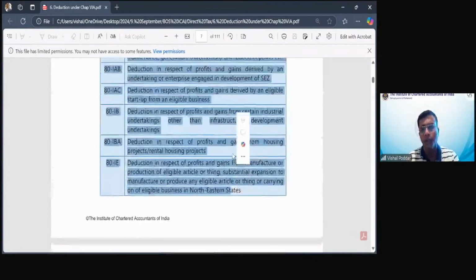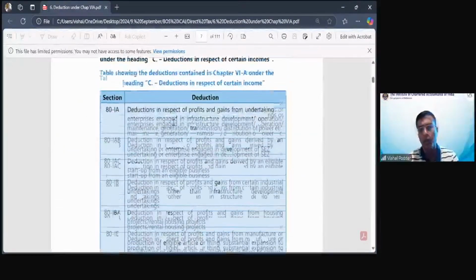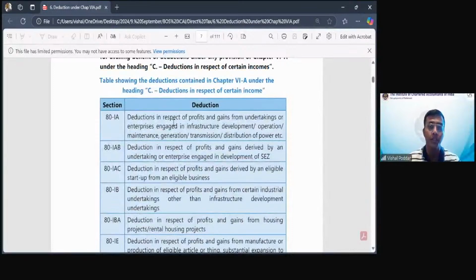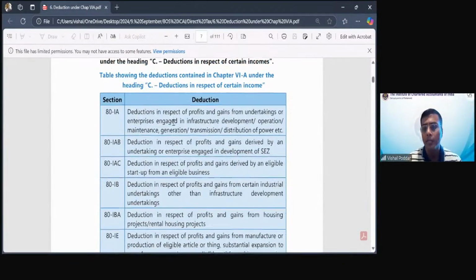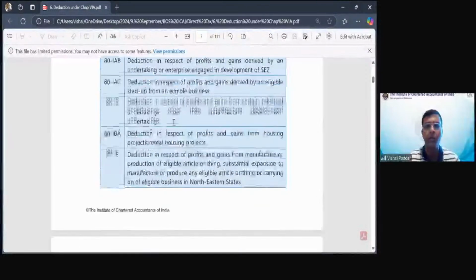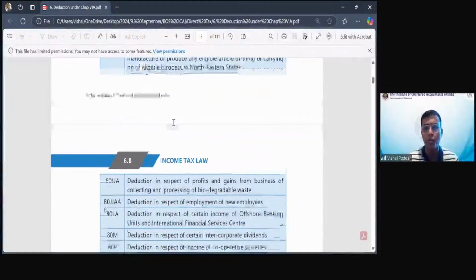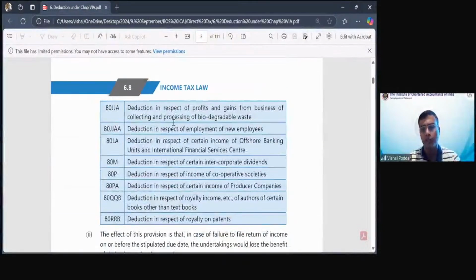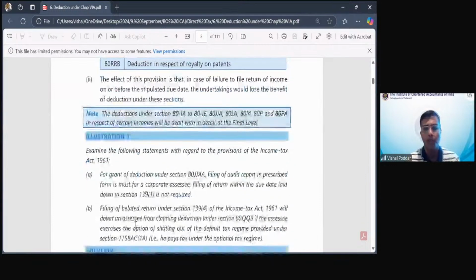Now our module has given the list of sections which provide deduction under heading C. Though not applicable to our syllabus, just for a brief idea, you should know what these sections are. Out of this whole list of heading C, we have these three sections which are applicable: 80JJAA, 80QQB, 80RRB.